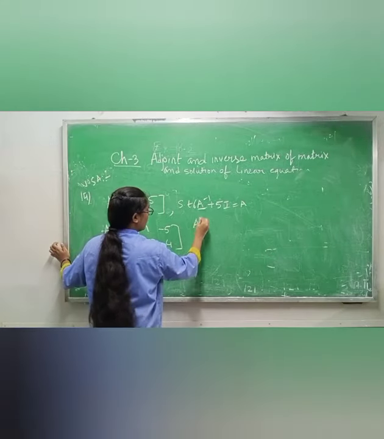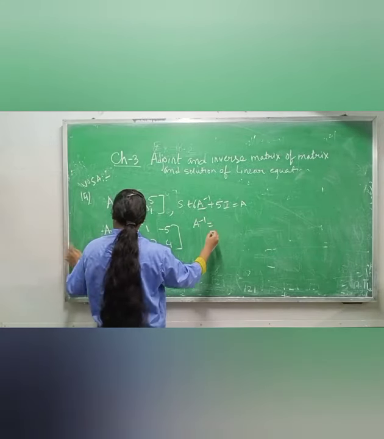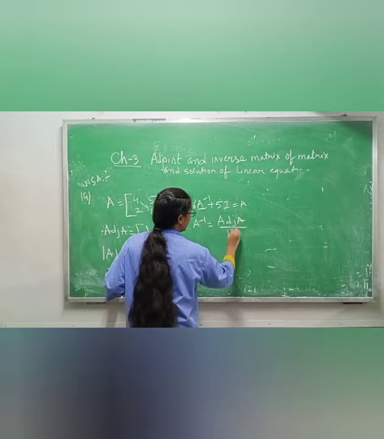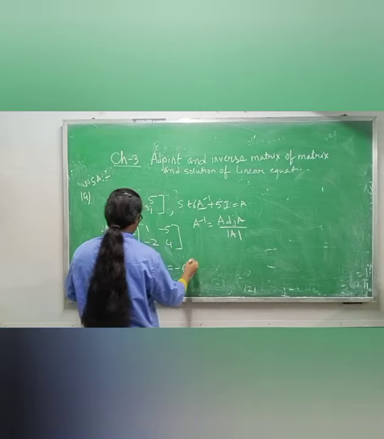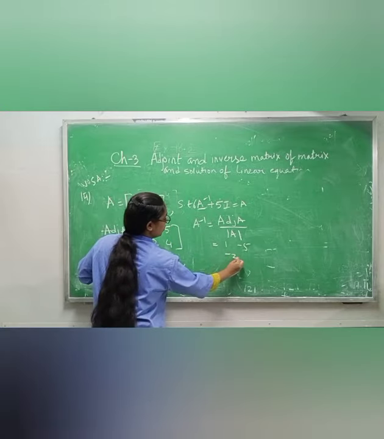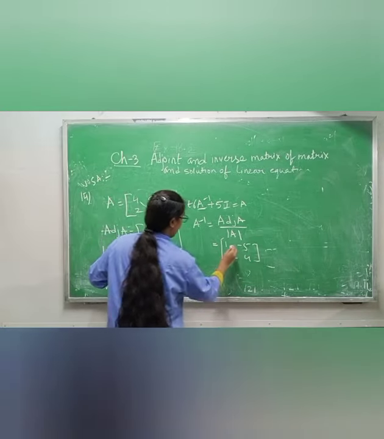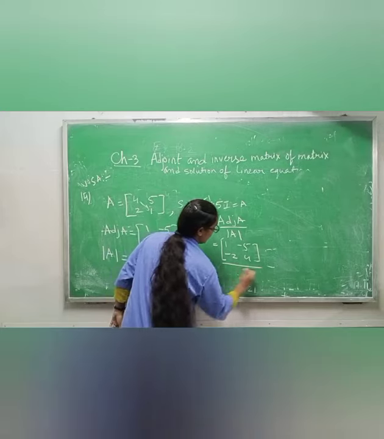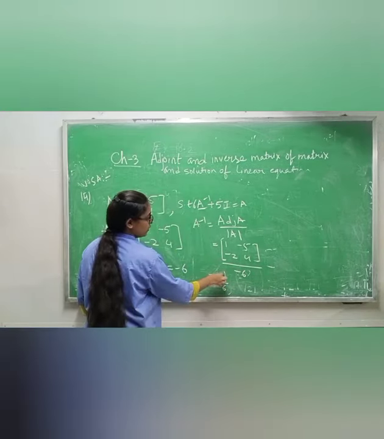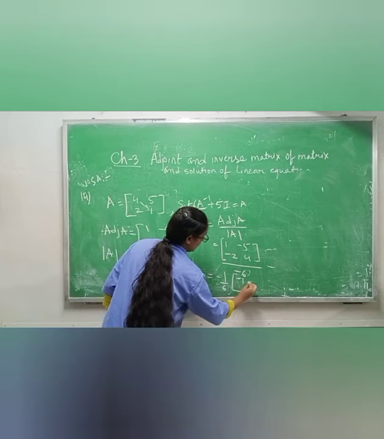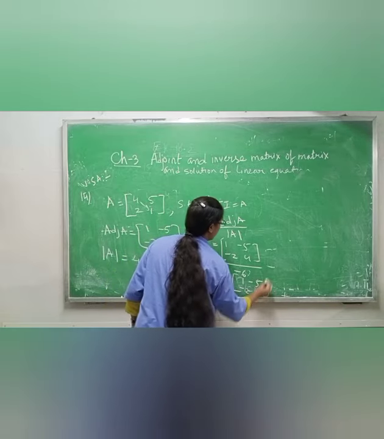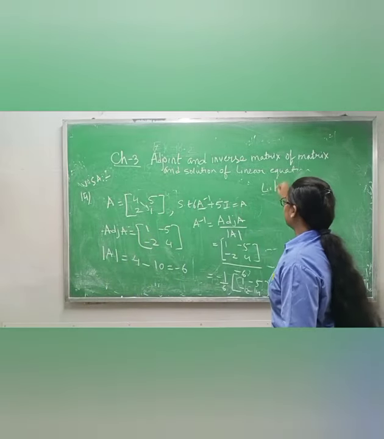Okay, so in A inverse we will get adjugate A by determinant A. Adjugate A is this much, 1 minus 5 minus 2 and 4, and determinant A is minus 6. You can write like this, 1 minus 1 by 6 and here this. Okay, we got this one. Now I will take the left hand side.